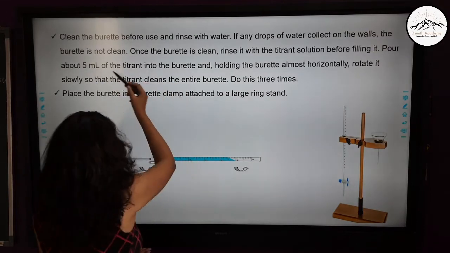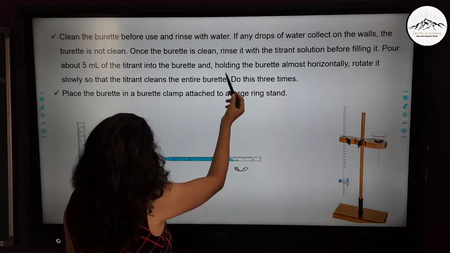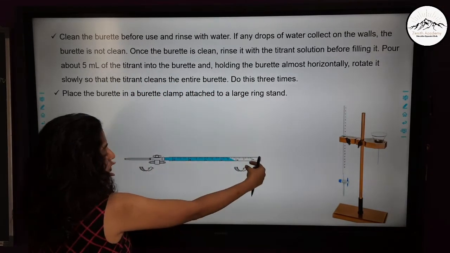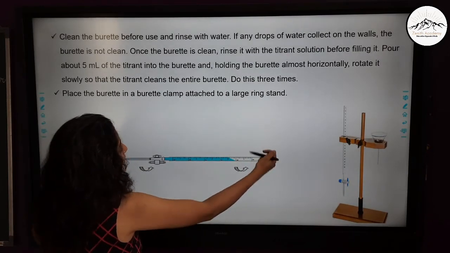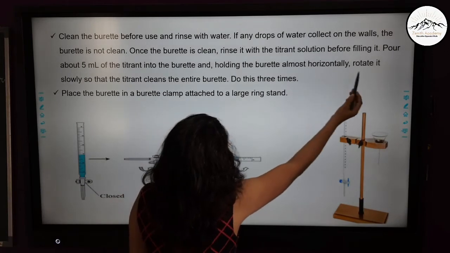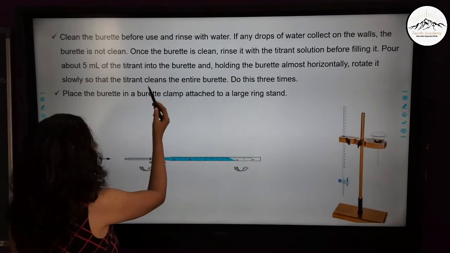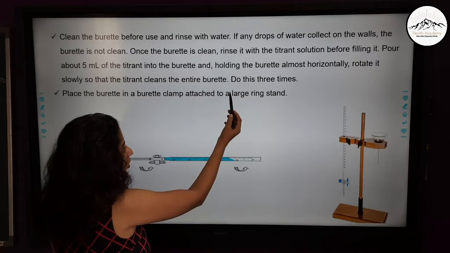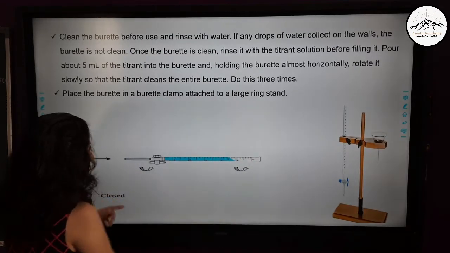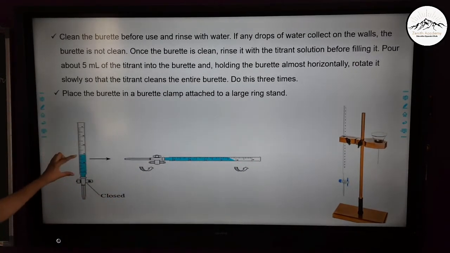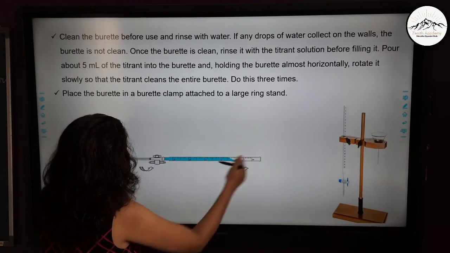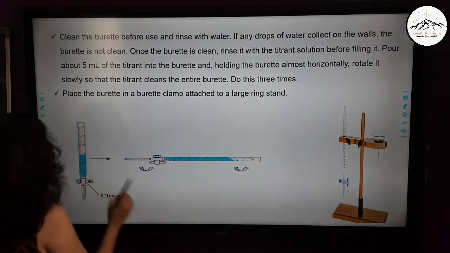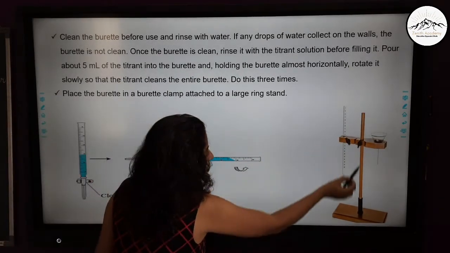Pour about 5 ml of the titrant into the burette and, holding the burette almost horizontally, rotate it slowly so that the titrant cleans the entire burette. Do this at least 3 times. So this is how you will add a little amount. You will keep the tap closed, keep the burette horizontal and keep on rotating it to clean it completely. Now you have to place the burette on the stand.